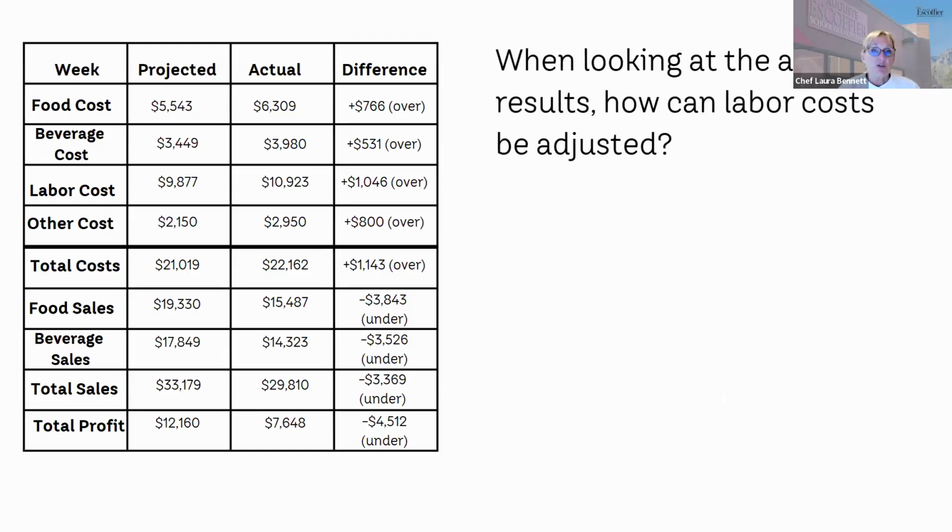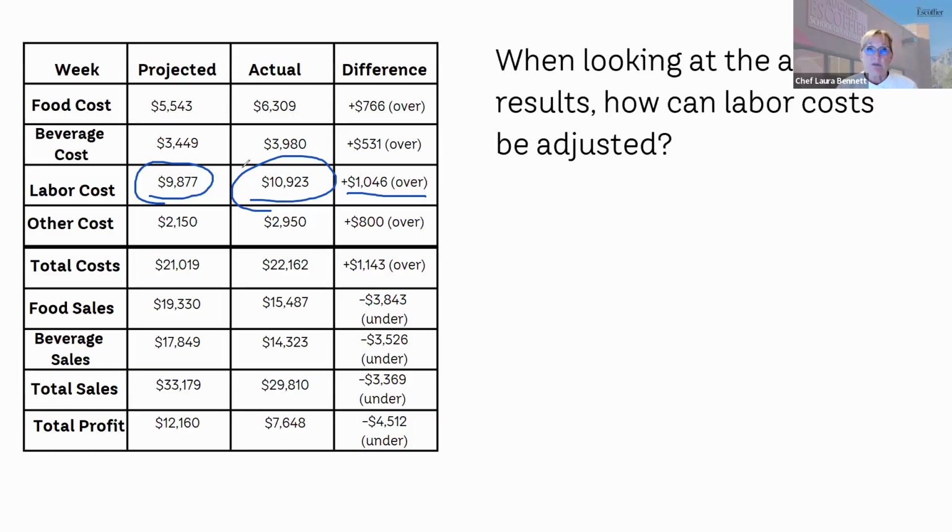When looking at the actual results, how can labor costs be adjusted? All right, well, now I know I have to compare the two. So I'm going to look at my labor cost for what I said I was going to do, the projected column. And then I'm going to look at the one that said what I actually did, what actually happened. And you can see I was $1,046 over what I said I was going to spend on labor. And that's a big number. So how can we fix that?